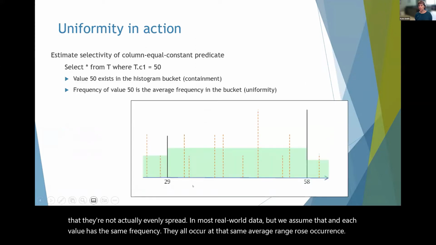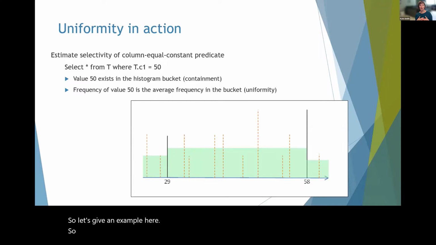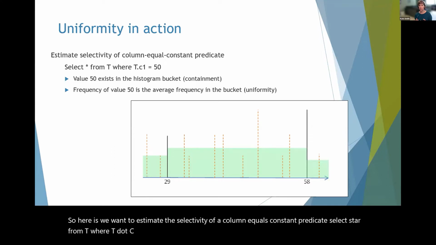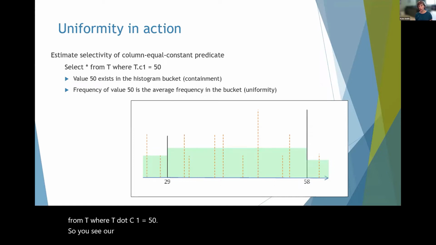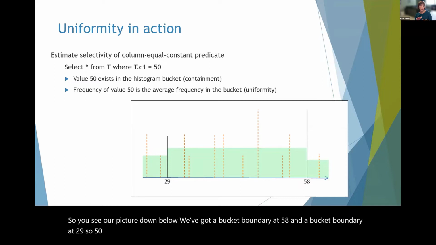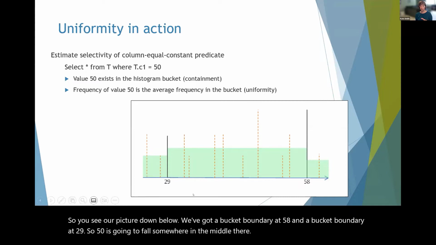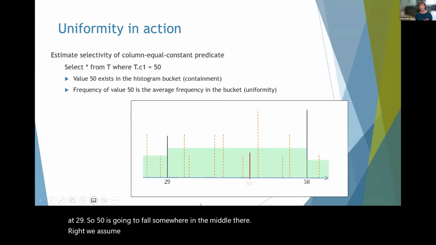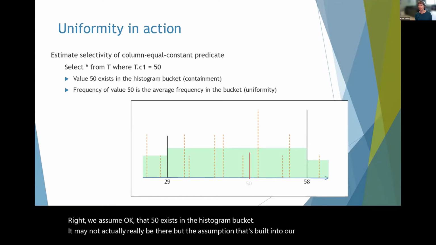So let's give an example here. We want to estimate the selectivity of a column equals constant predicate. SELECT * FROM T WHERE T.C1 = 50. So you see our picture down below. We've got a bucket boundary at 58 and a bucket boundary at 29. So 50 is going to fall somewhere in the middle there, right? We assume, okay, that 50 exists in the histogram bucket. It may not actually really be there, but the assumption that's built into our model is that it is there.